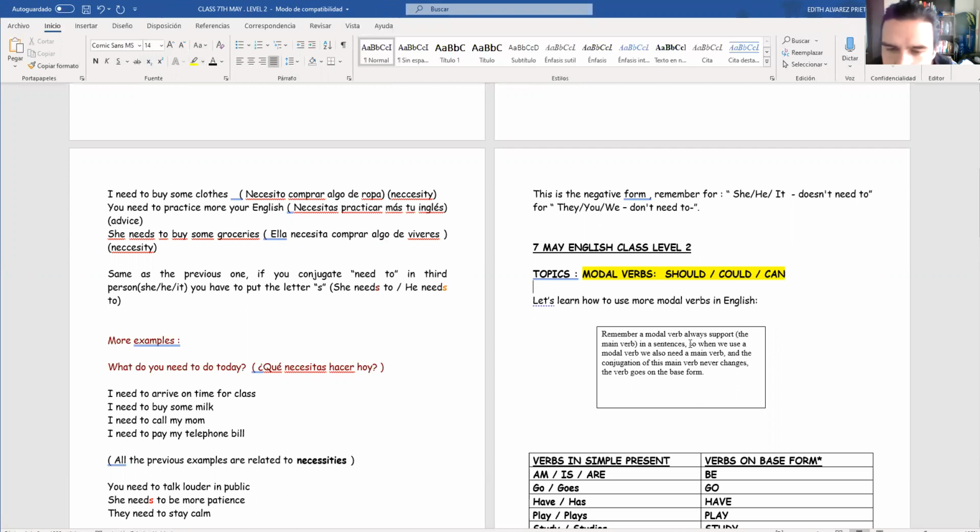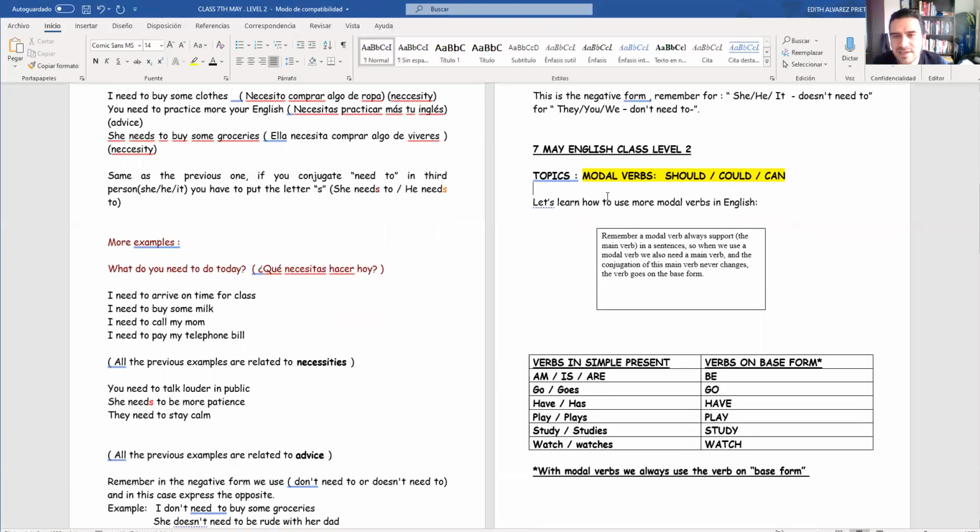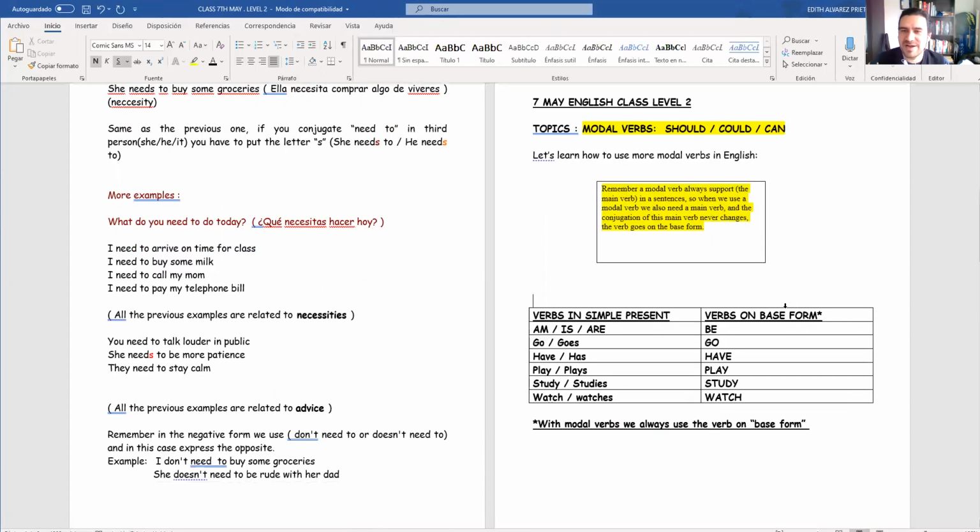The modal verbs. Entonces ya aprendieron el have to, tengo que, need to, necesito, okay? In this case, we are going to learn how to use the modal verb should, otros verbos modales, el should, el could y el can, okay? Entonces, let's learn how to use more modal verbs in English, okay? Es súper importante, es como la clave acá de todo esto.